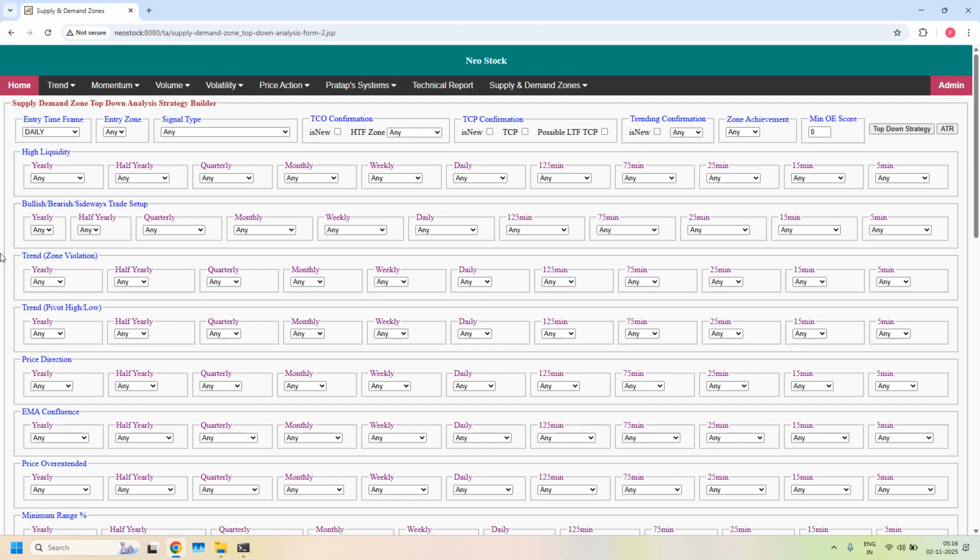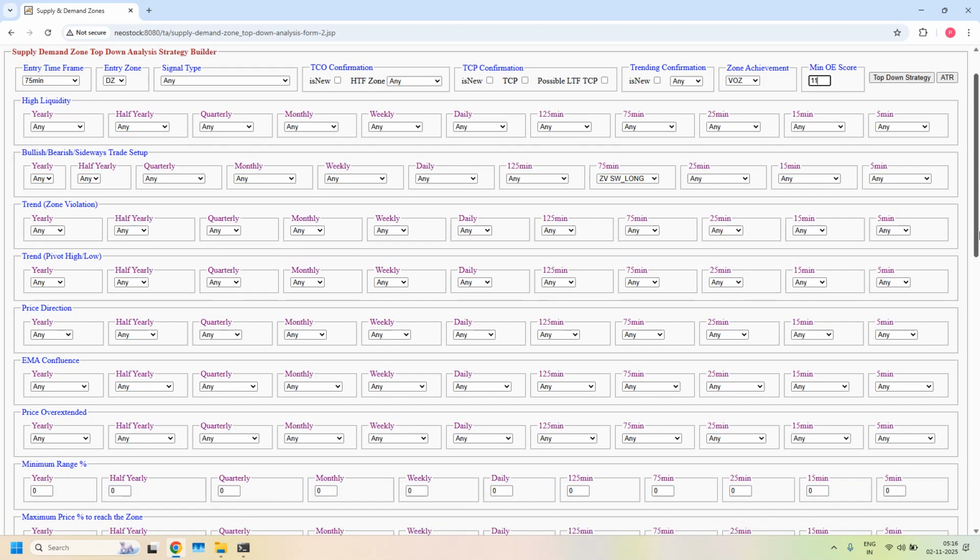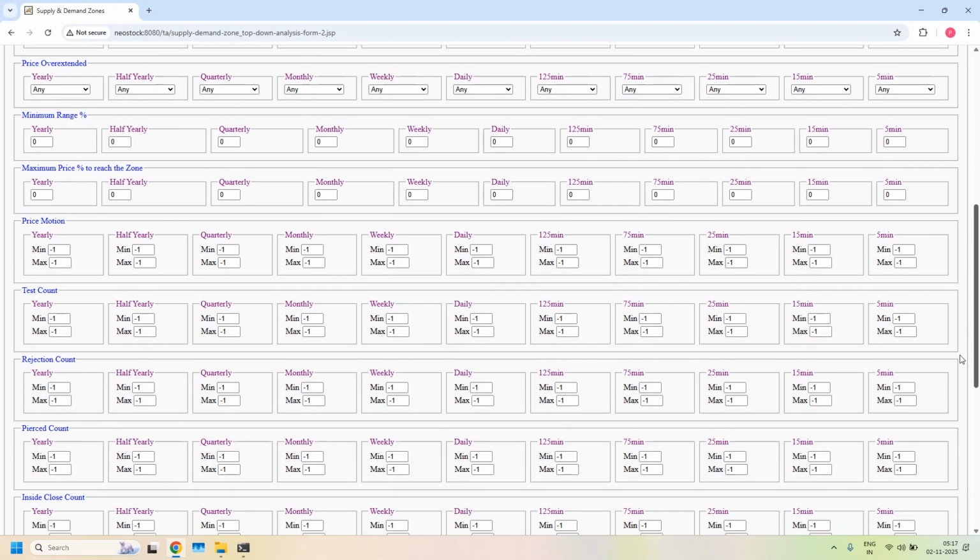First, the weekly income trade sideways long trade setup. Entry time frame is 75 minutes. Entry zone, demand zone. Bullish or bearish or sideways at entry time frame 75 minutes: selecting sideways long. Zone achievement violated opposing zone. Minimum odd enhanced score 11. And a third filter I am adding: the 75 minutes demand zone should not be pierced, because that is the entry time frame zone. Let's apply the filter.